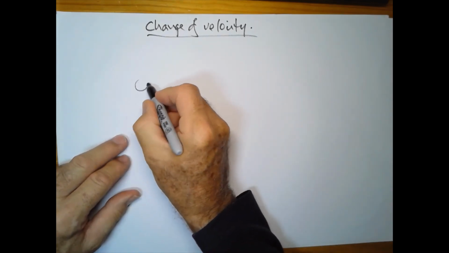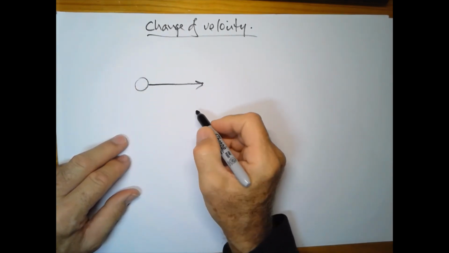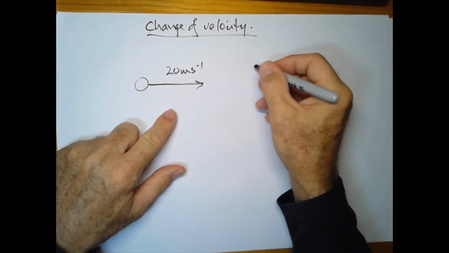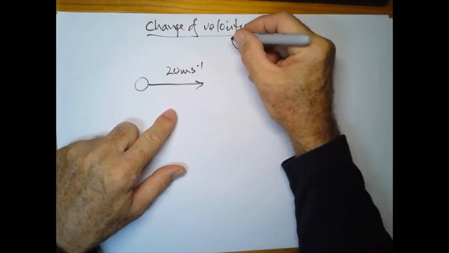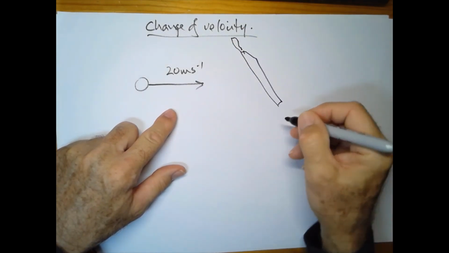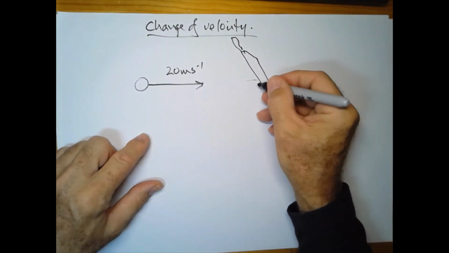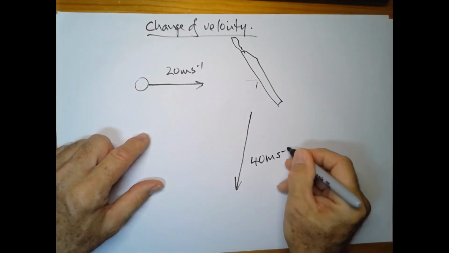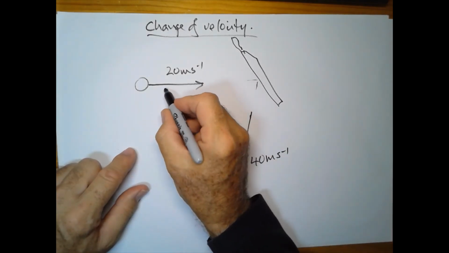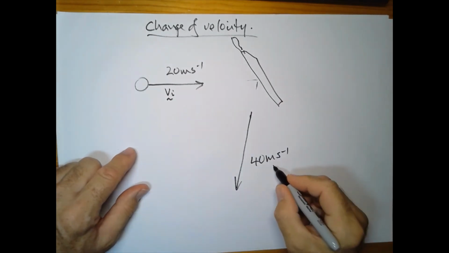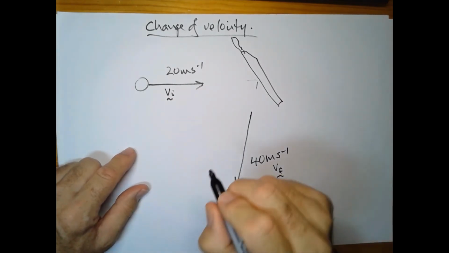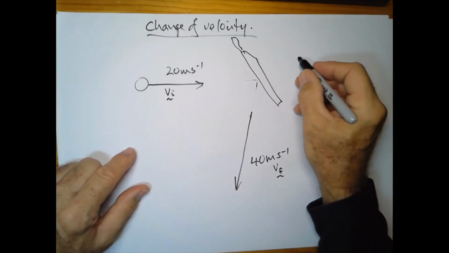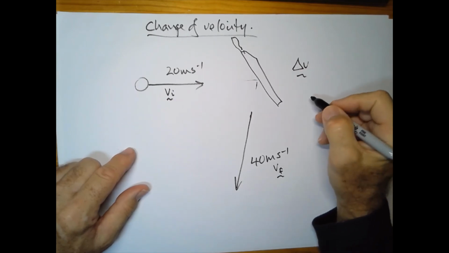But supposing you've got a cricket ball being bowled at 20 meters per second and it meets with a bat, something which I was not very accomplished at doing. It meets the bat and then it bounces off the bat, travelling at 40 meters per second in this direction here. So this is our initial velocity and this is our final velocity. What's the change of velocity of the ball when it hits the bat?